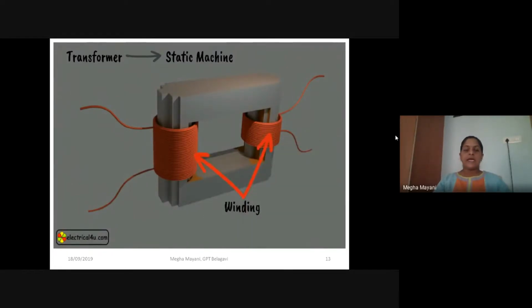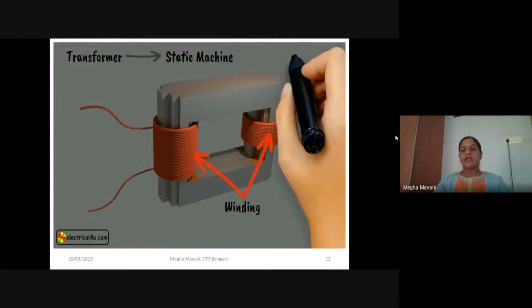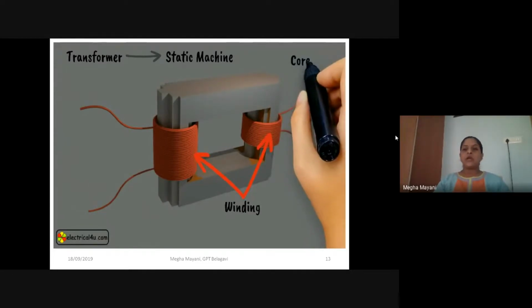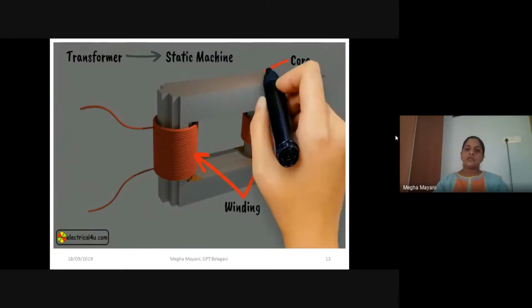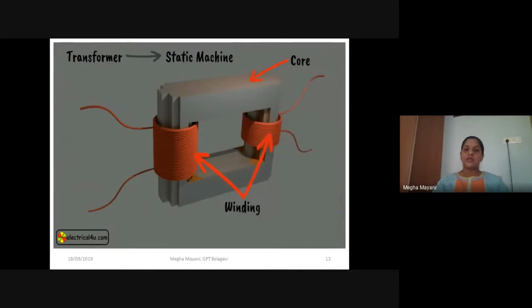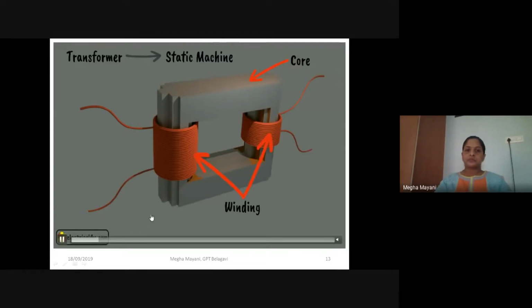And other than this, you have an important element present in the transformer, which is called the core. So the core is shown here. So it is an example of a core type of transformer.